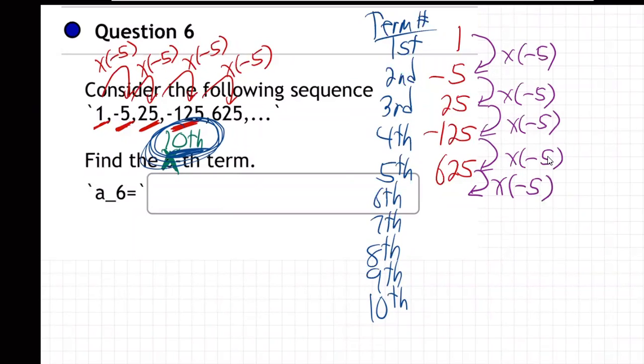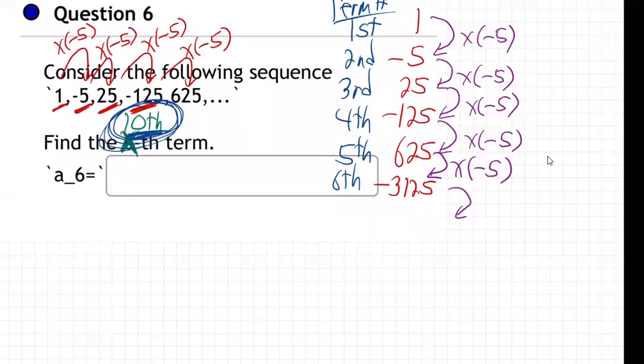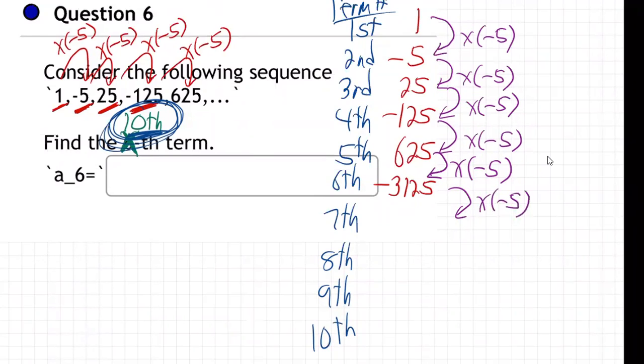625 times -5, and I'm getting -3125. And then just keep going. In fact, I should have left a little more room here. These are going to get big. 7, 8, 9, 10th. Okay. And you just keep going times -5. 3125 times -5. You know the sign is just going to switch back and forth, huh?